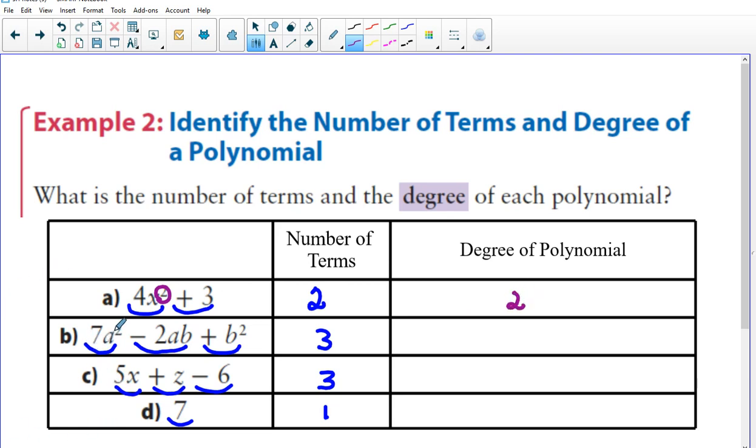B, a squared. This term is degree 2. A to the 1, b to the 1 adds to 2, degree 2. And b squared is also degree 2. So the highest is degree 2. X to the 1, Z to the 1. Those are the variables, and both are 1, so degree 1. 7 doesn't have a variable attached to it, so this is called degree 0.